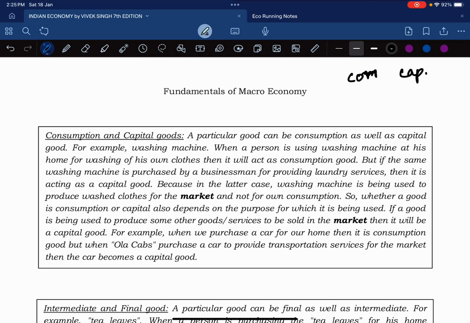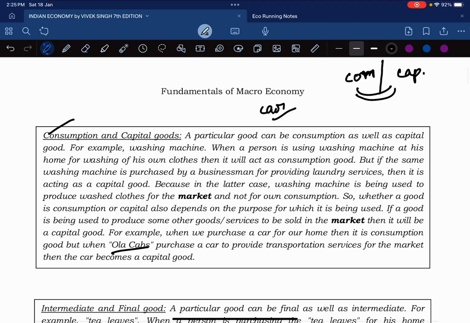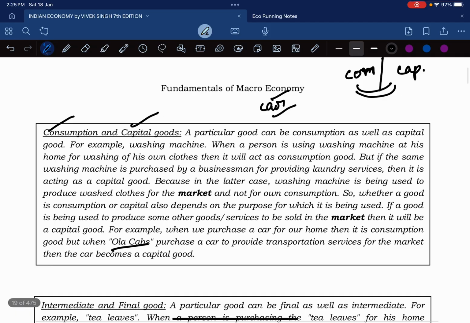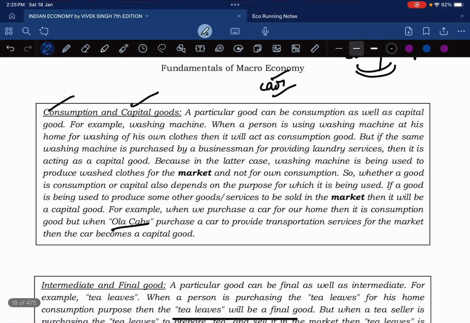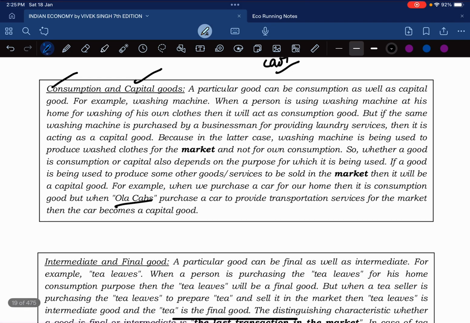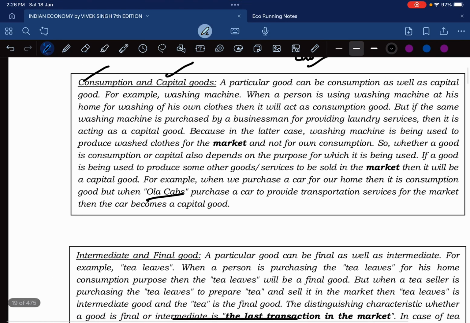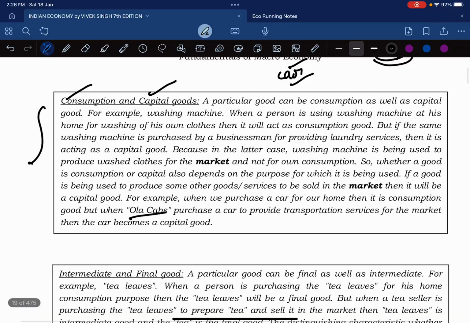and capital goods do not have a specific boundary, because sometimes they overlap. Why? Let's say we are taking a car. If I am buying a car for my personal use, it is my consumption good. It is a consumption good for me. If a company like Ola buys a car, then it is a capital good for them. So the same car can be a consumption good and a capital good, because it depends on who buys it and for what purpose, right? That's all that's given here.